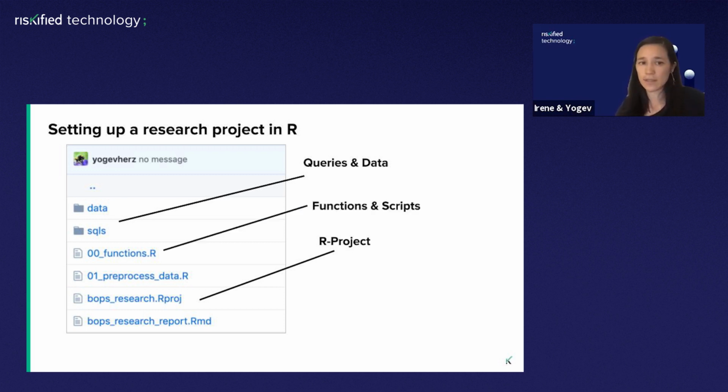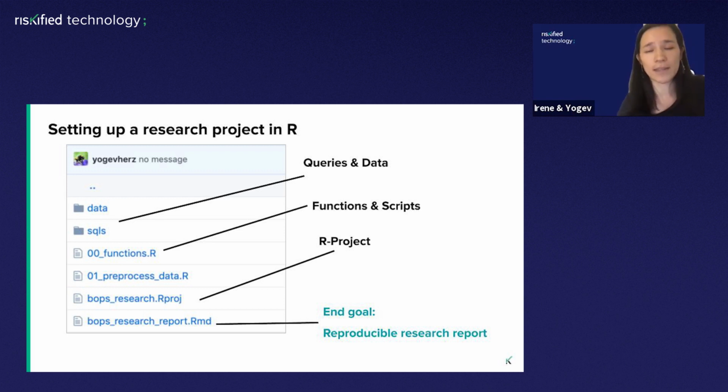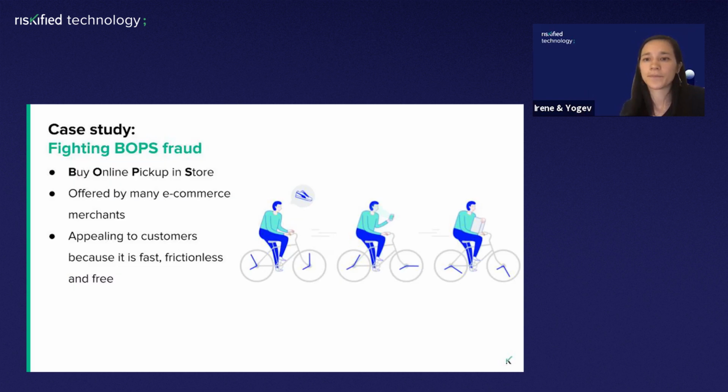The scripts and function files that we talked about, and possibly most importantly, we also have a research report at the end. This is particularly useful for presenting our findings to stakeholders, product managers, our team managers, other people who are interested in what we found in our analyses. So Yogev will take it from here.